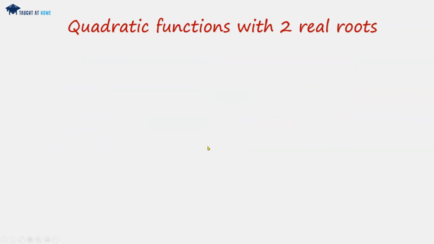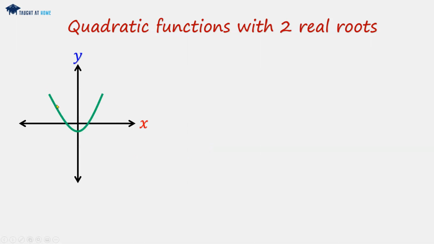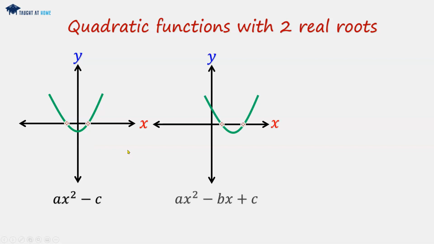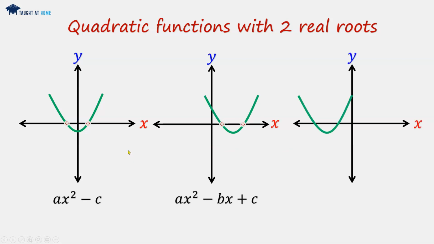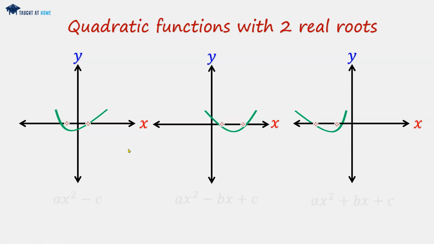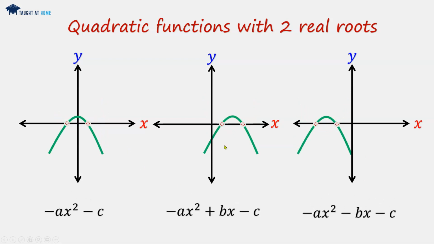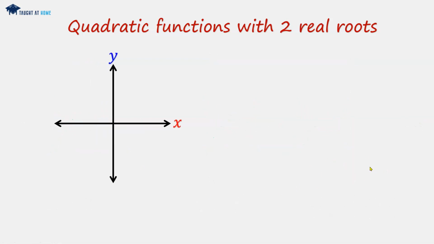We've also got quadratic functions with two real roots. Now these, as you'd expect, cut the x-axis twice. So they're going to have two values of x when y equals 0. And also we're going to have the negative version of these.